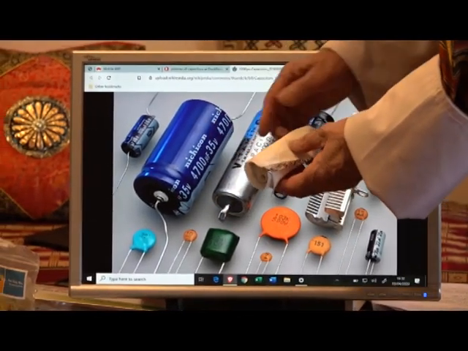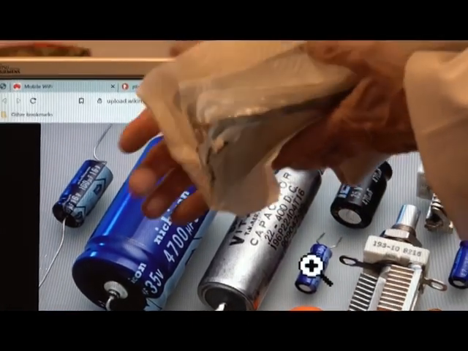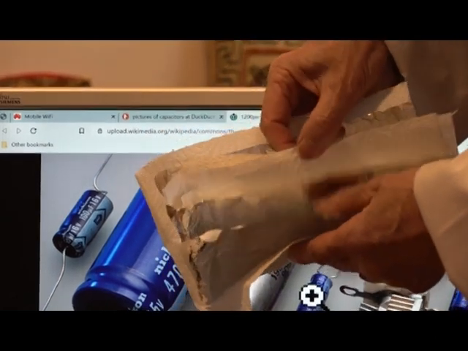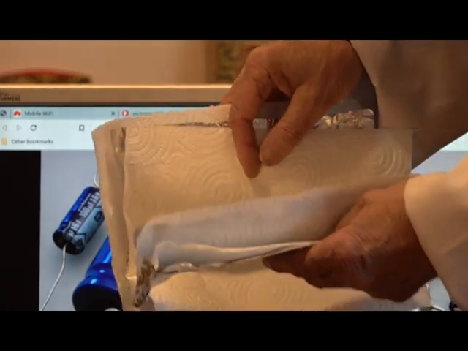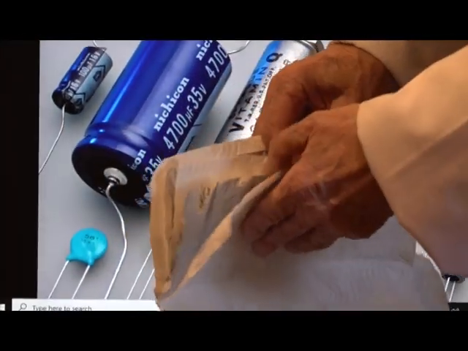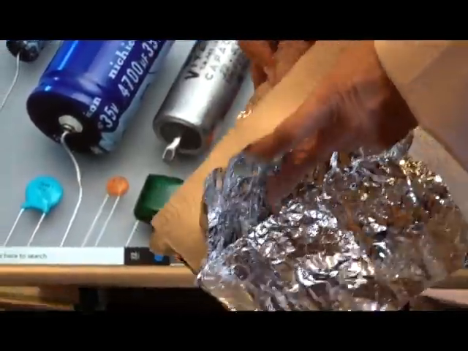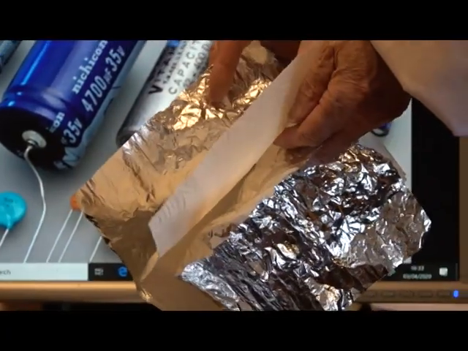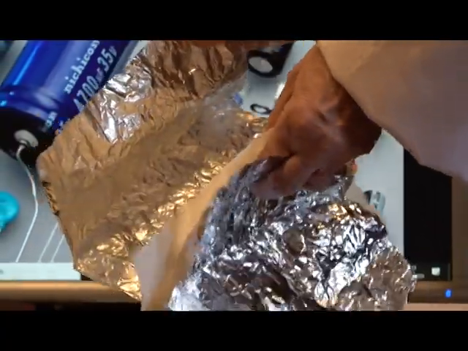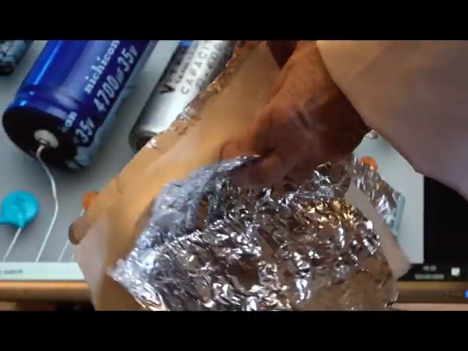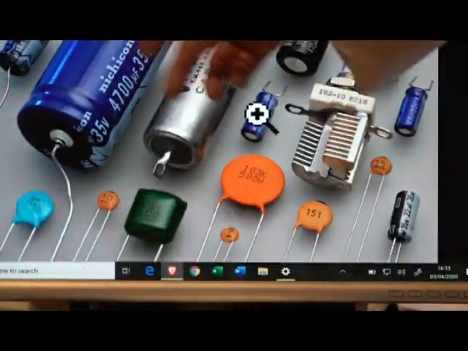So if you open these up, what you would find is a sandwich. 2 sheets of conducting material separated by an insulator. And in my case, the insulator is a paper towel. In physics, the material in between the 2 plates, the insulator, is called the dielectric. So the 2 sheets of conducting material are separated by a sheet of dielectric. And we can fold it all up and make them very, very small.